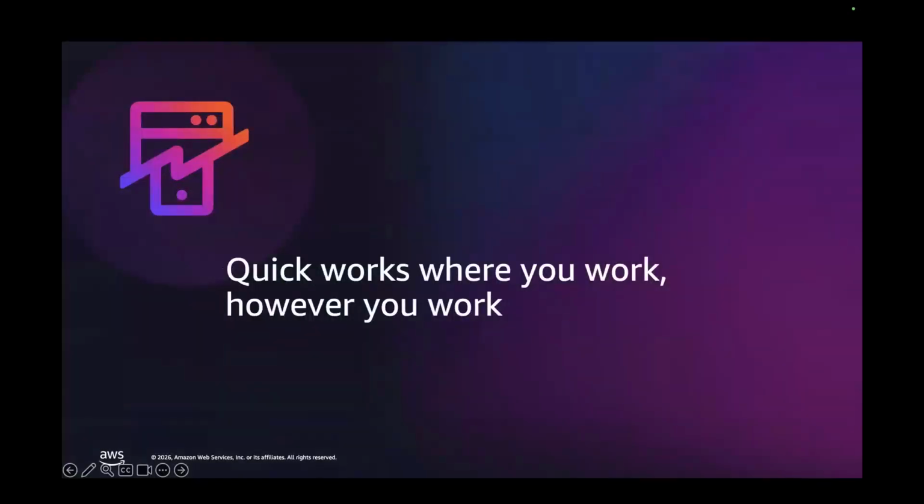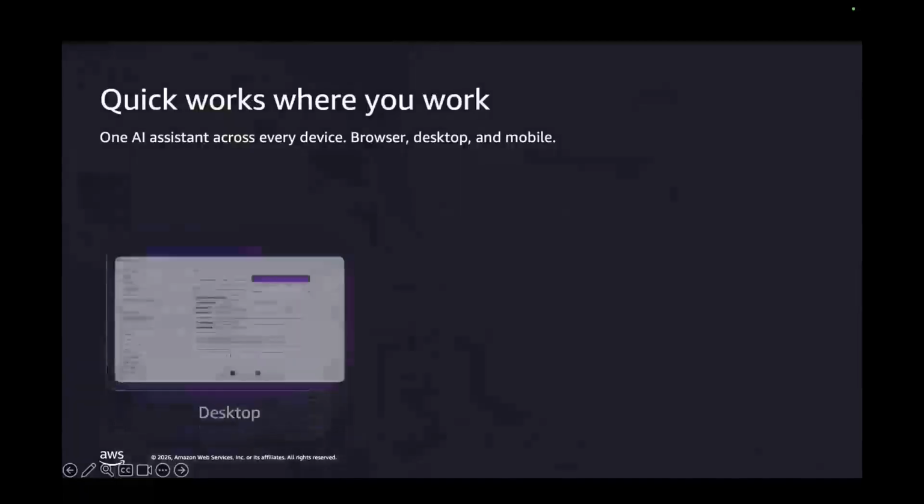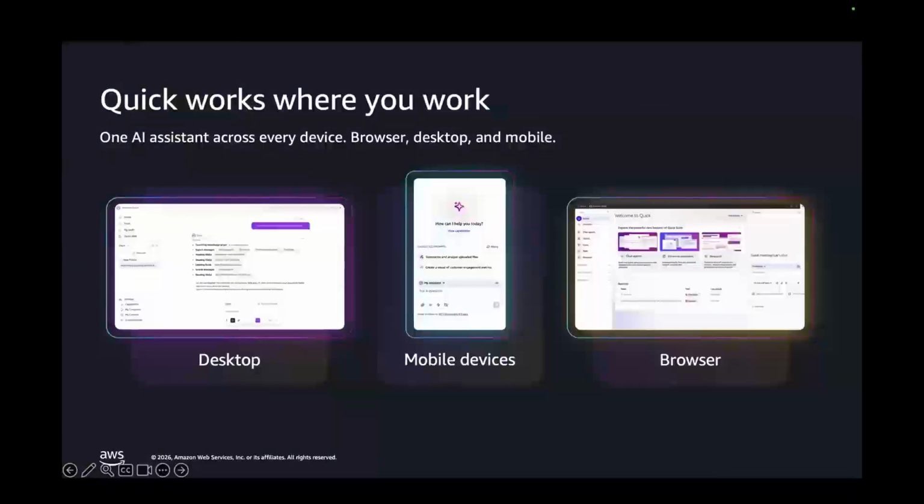Now, the other thing is that with all of those capabilities, Quick meets your team wherever you're working. You have the same AI assistant across basically every device. You have your browser, your desktop, and your mobile. That means that your AI assistant is available wherever you work, be it you're in the office or you're running late for a customer meeting and on the tube, you need to fire up some automations. You can do all of that in Quick.